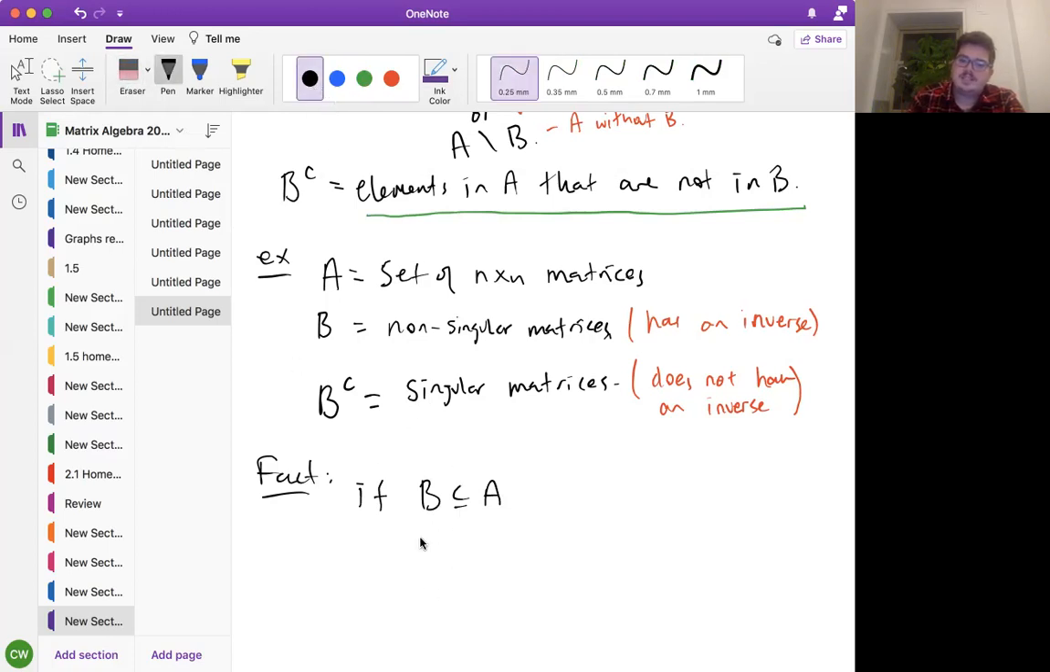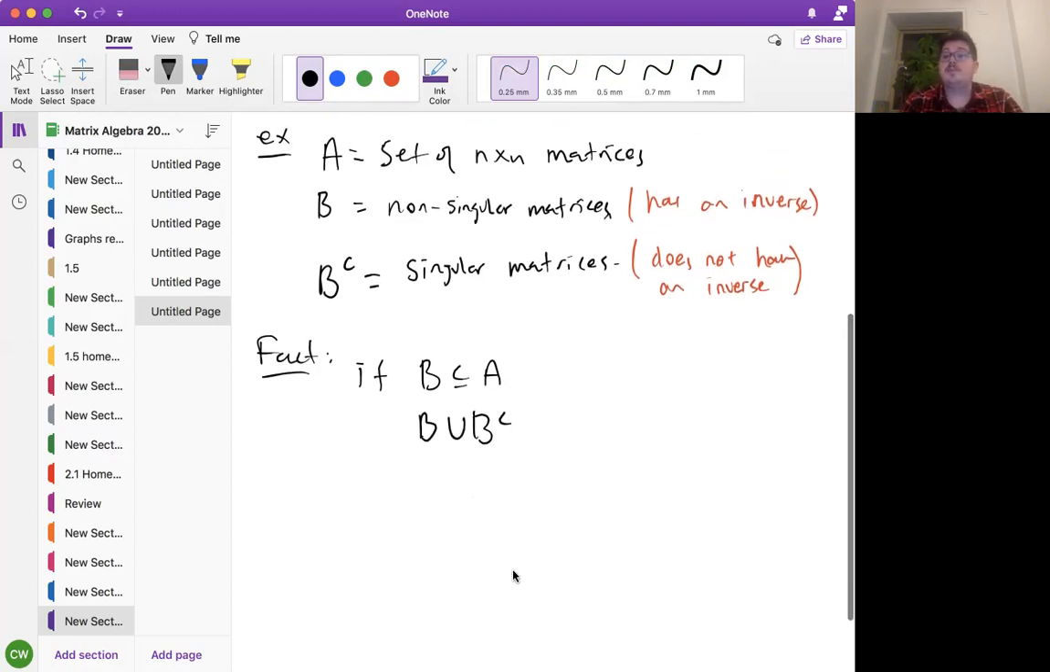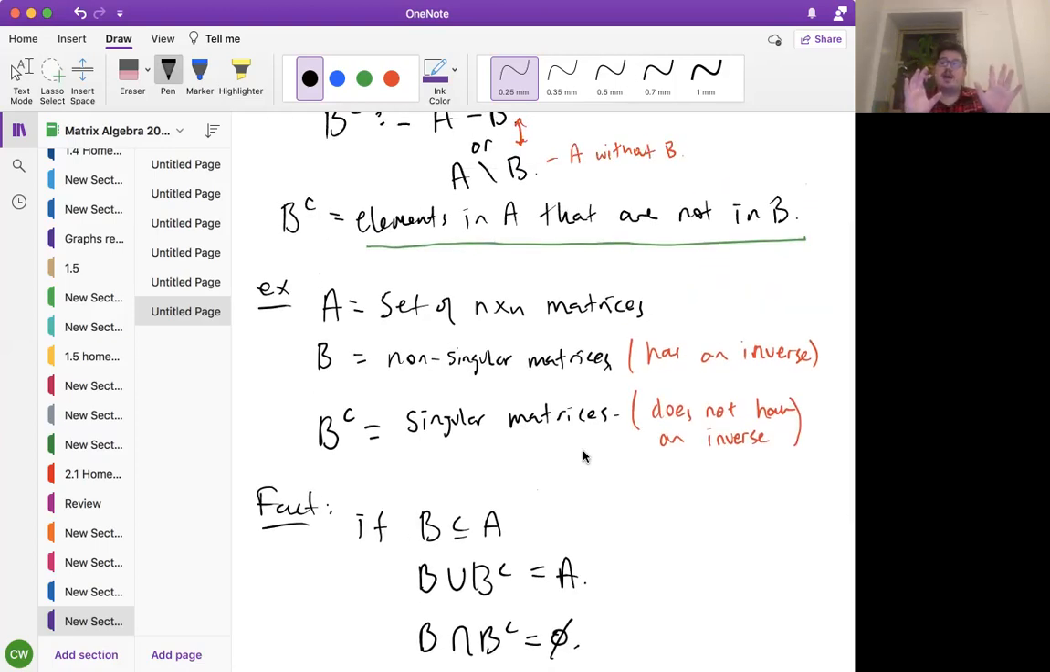Okay, here's something about complements. If B is a subset of A, what do you know about B union B complement? Union. Maybe intersection is empty. Well, not B, right? It has to be A. So you have elements in B, union with elements that are not in B. So that must include everything. Again, this is a binary relation on elements of A. Either you're in B or not in B. So if you put the two together, you make everything.